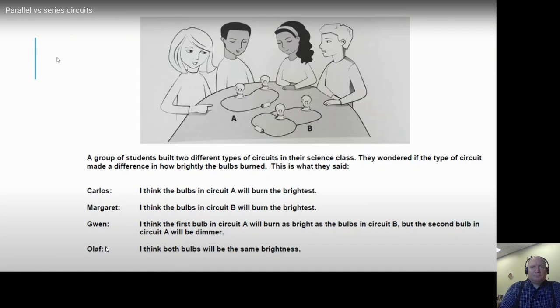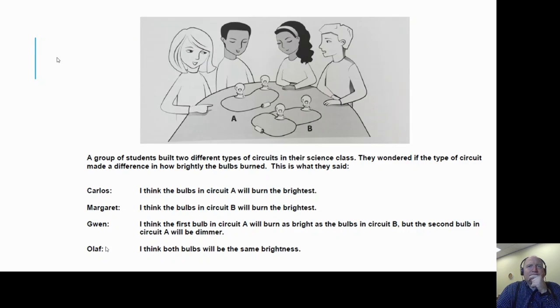All right, guys, so what we're going to do now is we're going to go and talk about series and parallel circuits based on your reading, and this is what I did in class, and I had the students go and tell me what they thought based off their reading before I gave them any notes.